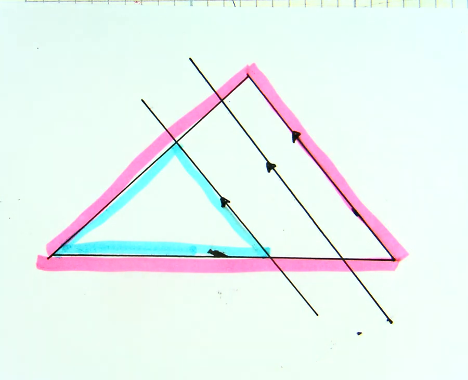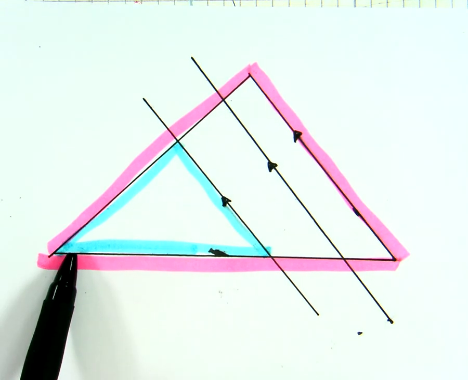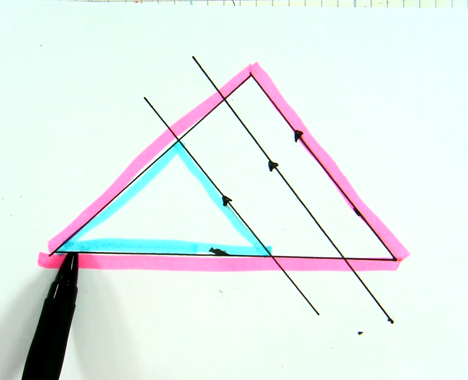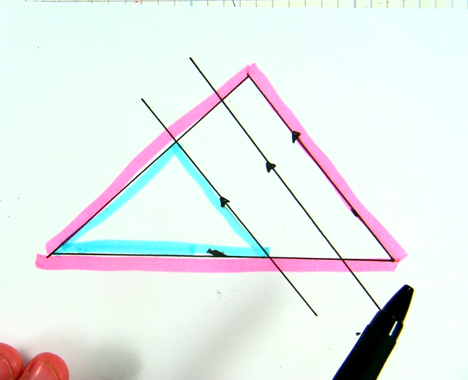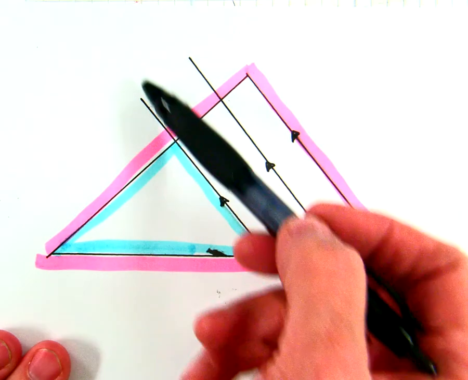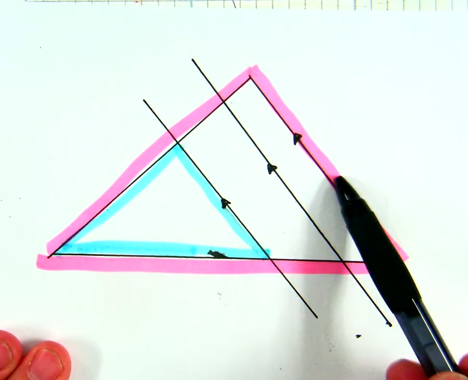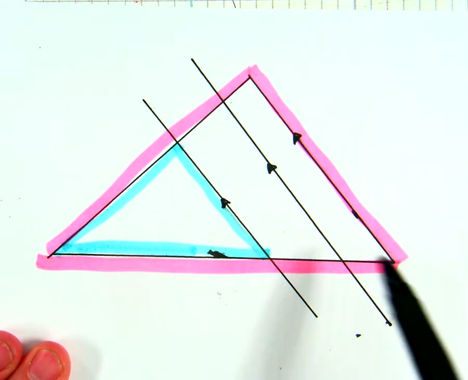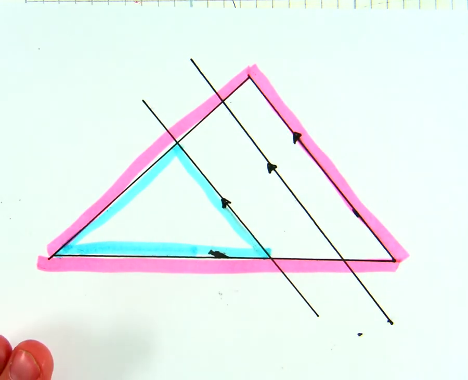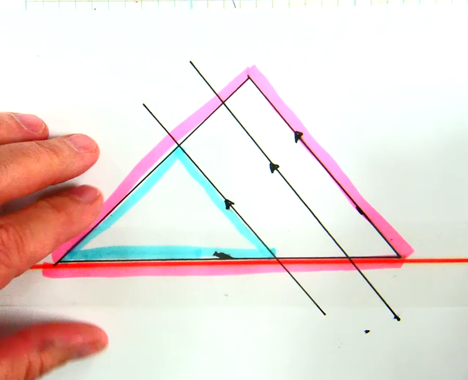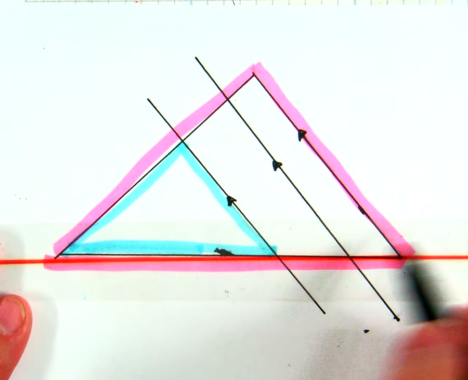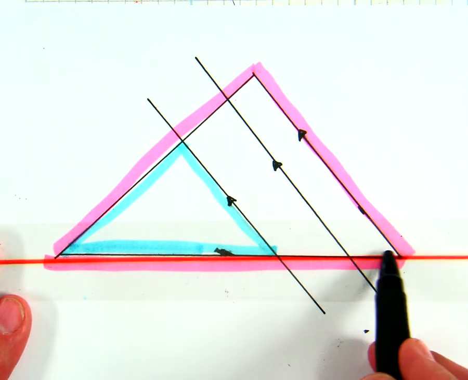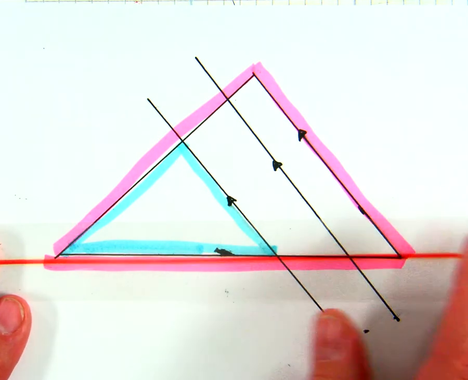Let's investigate that. Of course, this angle here is common, so it's the same in both triangles. So we have one angle that's the same. We just need one more angle to ensure that the triangles are similar. We'll have parallel lines with a transversal. Corresponding angles, the blue angle here, the pink angle here are corresponding and they are congruent.